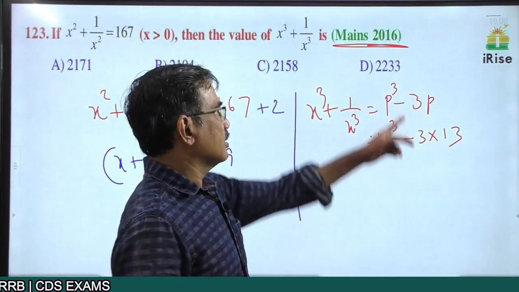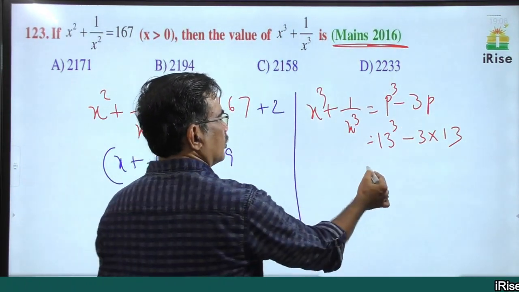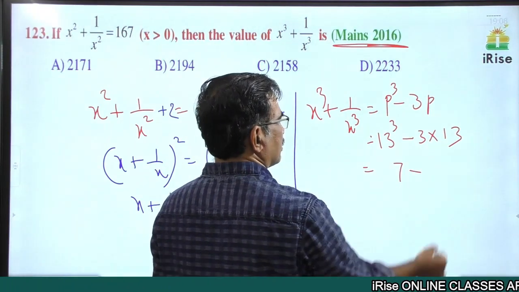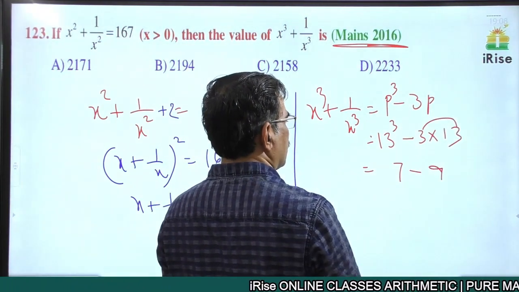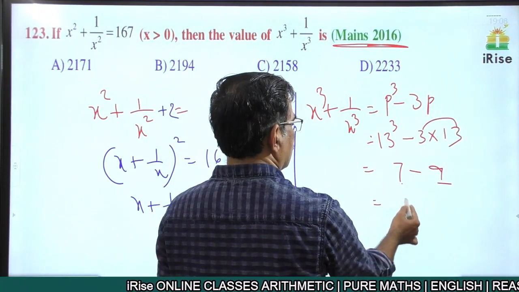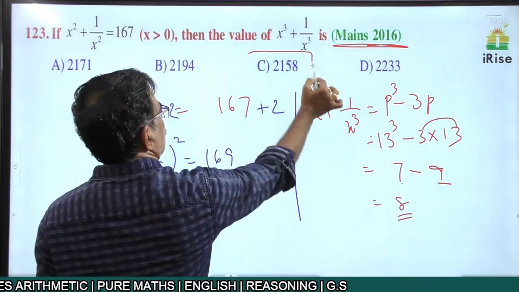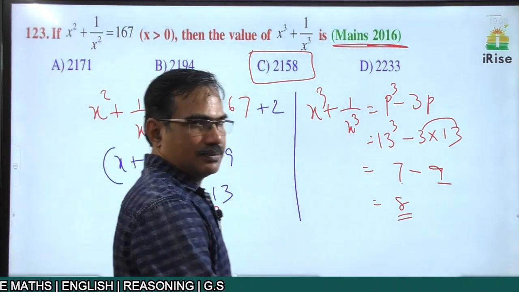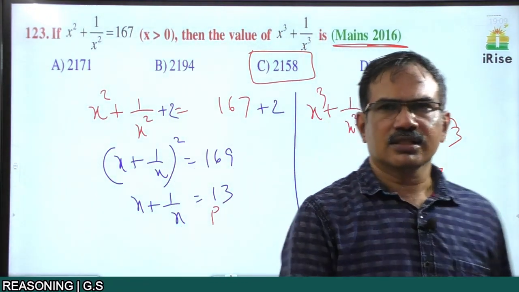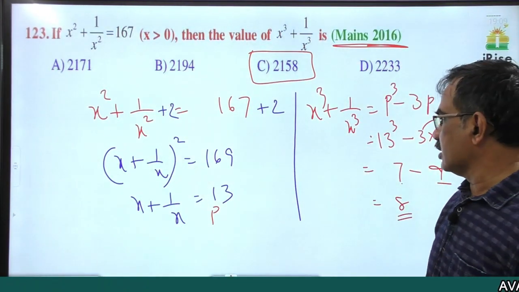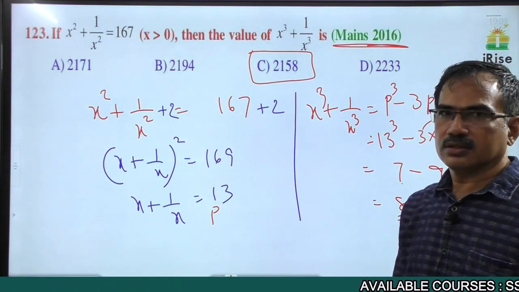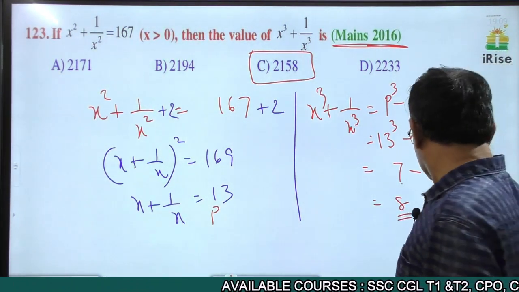See, the units places are different in the options. 13³: 3³ is 27, units place 7. 3 × 3 is 9, units place 9. So 17 − 9 is 8. Units place is 8. Only one option has 8 in the units place. Just consider the units place and you can get the answer for this question. Okay. See the next question.